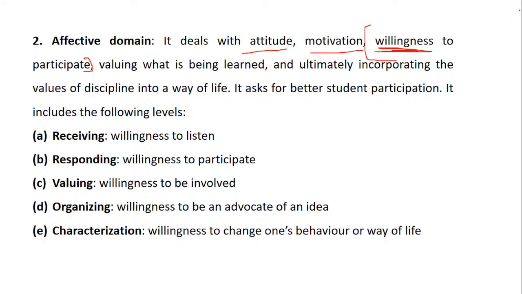Valuing what has been learned, ultimately incorporating the values of discipline into the way of life, that is involving your social or moral development. It asks for students' better participation, and it includes the following. So when we talk about receiving, it is willingness to listen. To receive, it means whatever information or facts are being delivered by the teacher, the student needs to have the willingness to listen. At the same time, the student needs to respond. It means willingness to participate, to interact. Valuing, willingness to be involved.